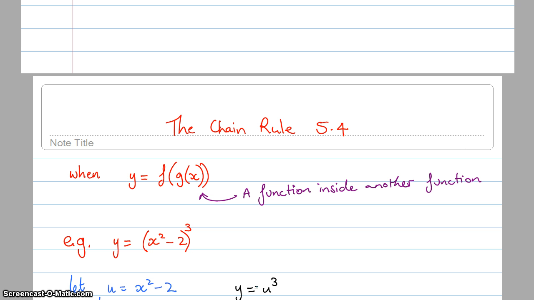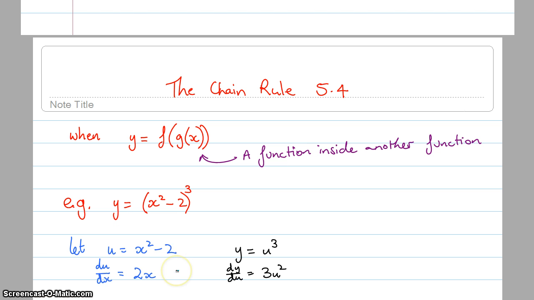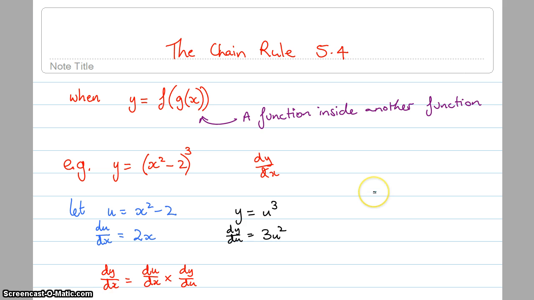And then what we're going to do is get the derivative of these two things separately. We're going to find du dx, which is 2x, just from this one, and then dy du, which is 3u squared. And then the original derivative, dy dx, because that's what we're actually trying to find, can just be a product of du dx, which is this one here, and dy du, which is this one over here. Notice how the du's will cancel out from each other. So you just get dy dx equals du dx multiplied by dy du.